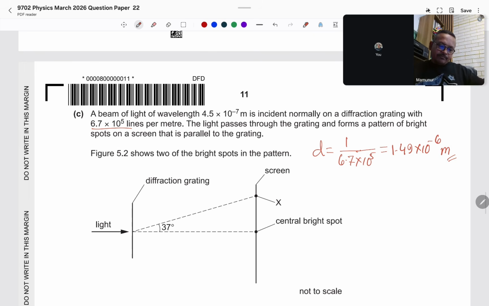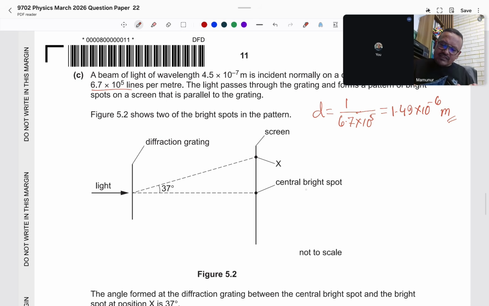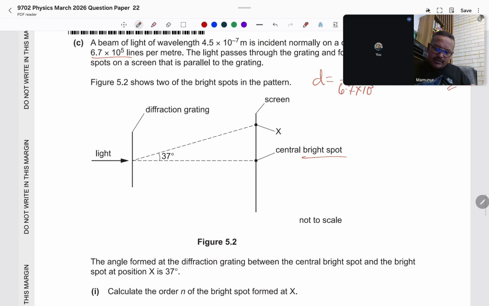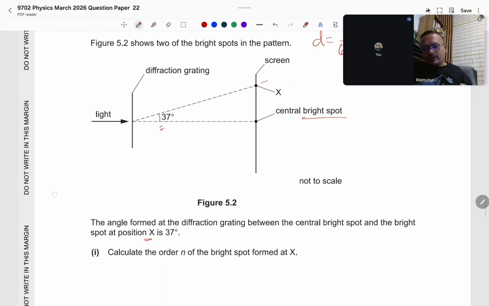This is d. The light passes through the grating and forms a pattern of bright spots on the screen that is parallel to the grating. Central bright fringe, bright spot. The angle formed at the diffraction grating between the central bright spot and the bright spot at position X is 37 degrees. Calculate the order n of the bright spot formed at X.